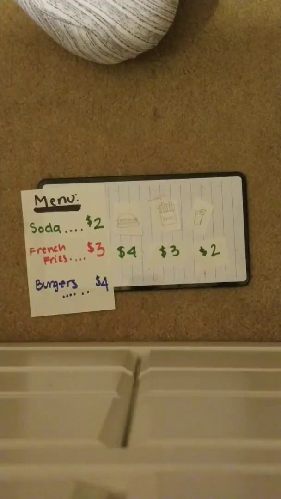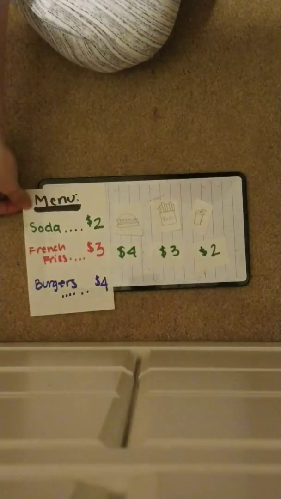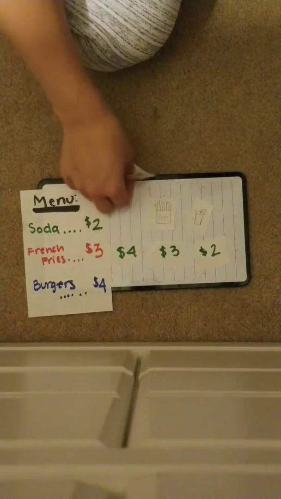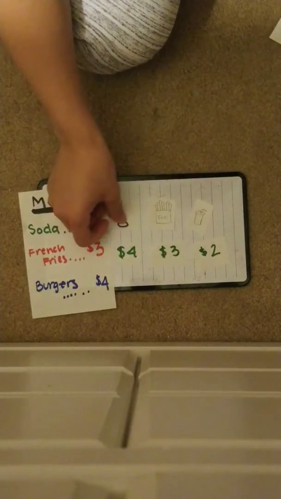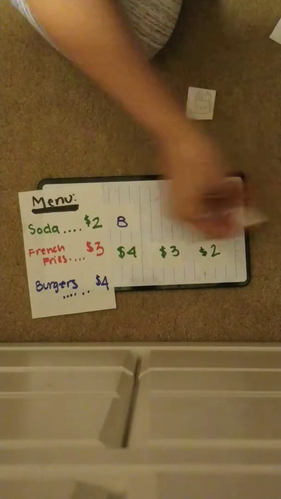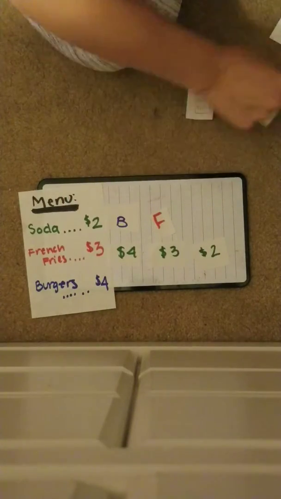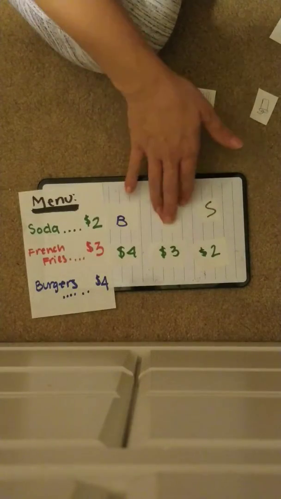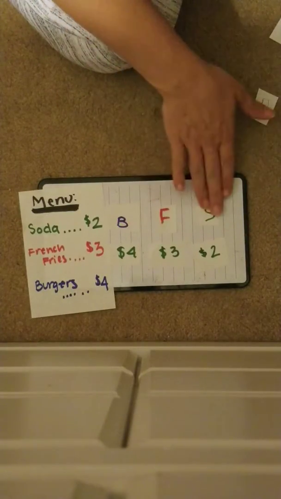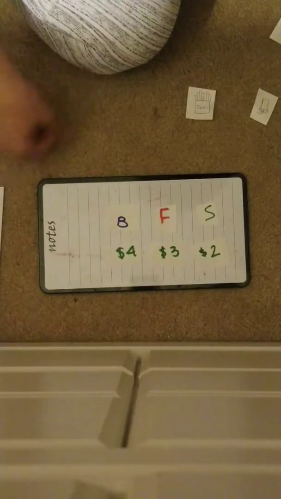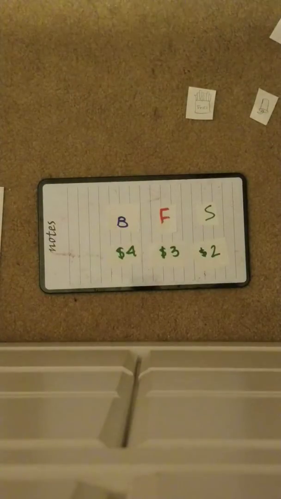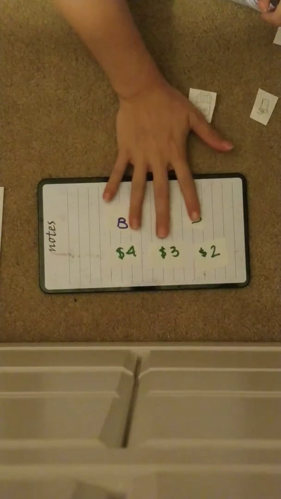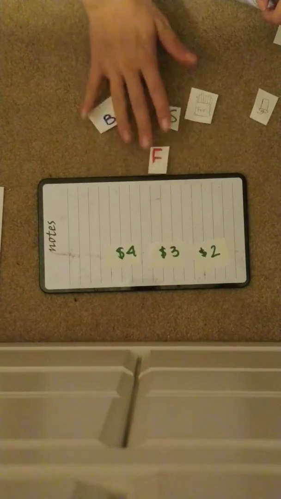For this, we are going to use the variable and replace the burger, instead of the picture, with a B, fries with an F, and the soda with an S. So all these become a variable, the B, the F, and the S. So we can write a problem where we use these as the variables and then fill in the blanks. So I'll take these off.